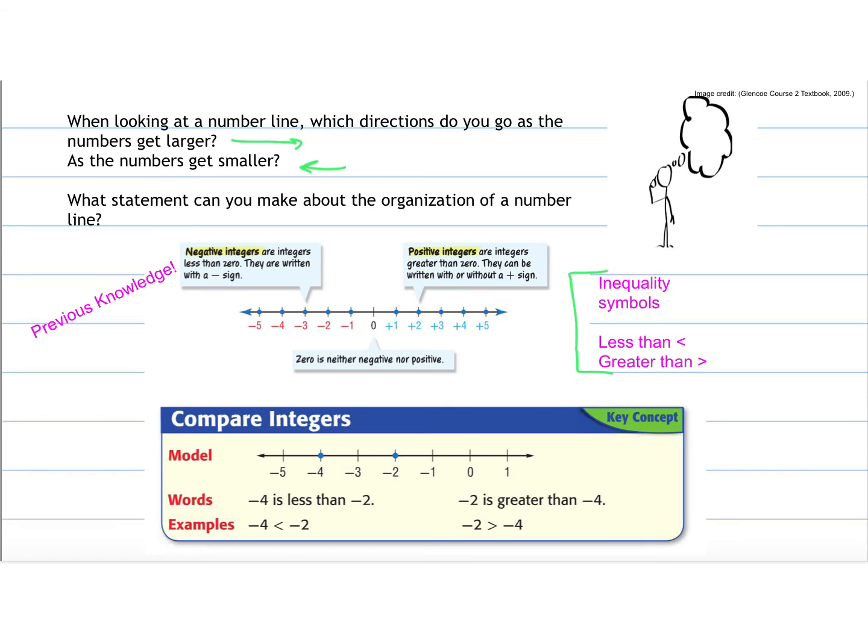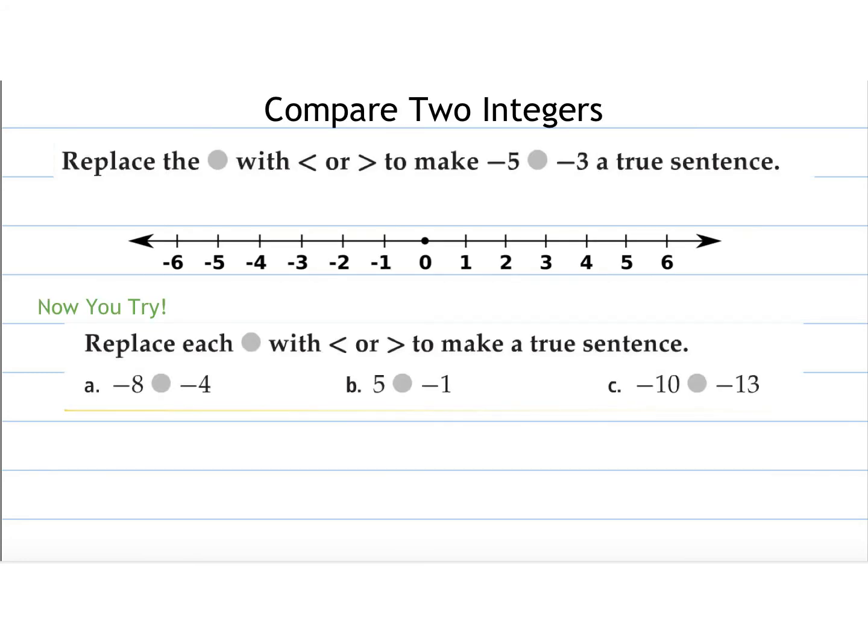So if we were comparing -4 and -2, -4 is farther to the left on the number line, so that means it's a smaller number. -2 is farther to the right on the number line than -4, so that's the bigger number. So just remember our number lines as we are comparing. If we are comparing two integers here, we're going to replace that circle with the less than or greater than symbol to make the statement true.